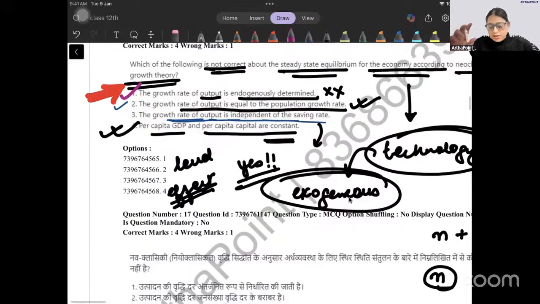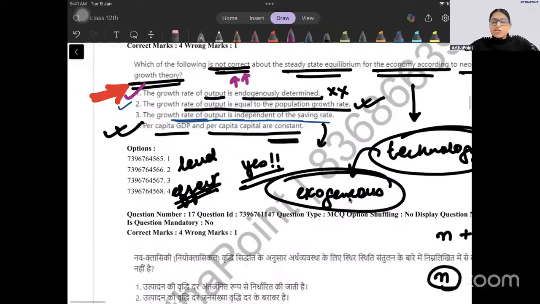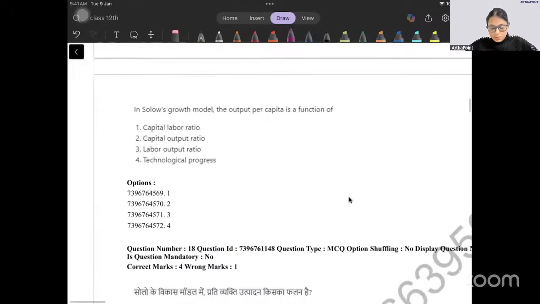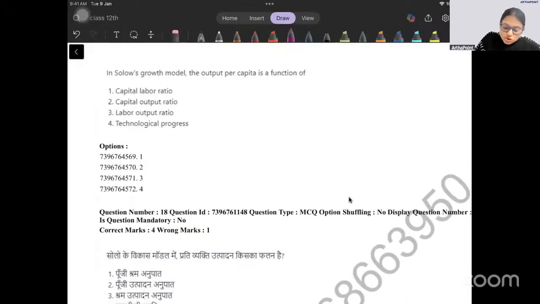And ये बहुत बहुत मुश्किल है. This is the reason why we were CUET में, even GATE में, IIT में, why we were specifically very concerned about student, क्योंकि हर क्वेश्चन में उन्होंने लिखा था नॉट करेक्ट. करेक्ट नहीं पूछा था, नॉट करेक्ट पूछा था. इट मीन्स यू हैव टू लुक एट ऑल 4 ऑप्शंस टू सी नॉट करेक्ट. Right? So be very careful in these kind of questions. I understand they are very tricky, but each question can affect your ranking. In the solo growth model, the output per capita is a function of.